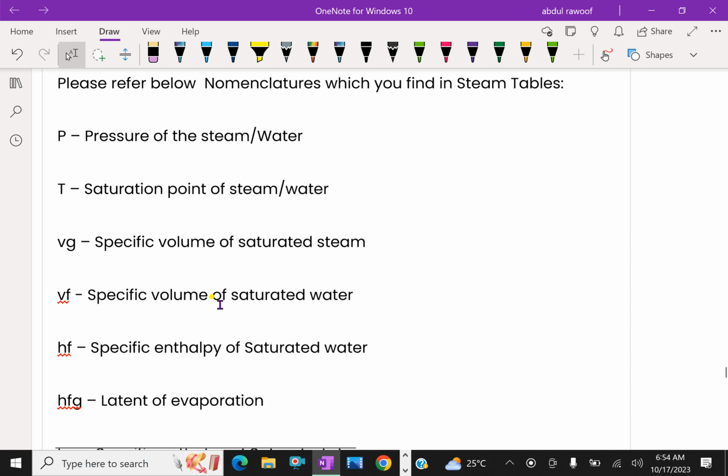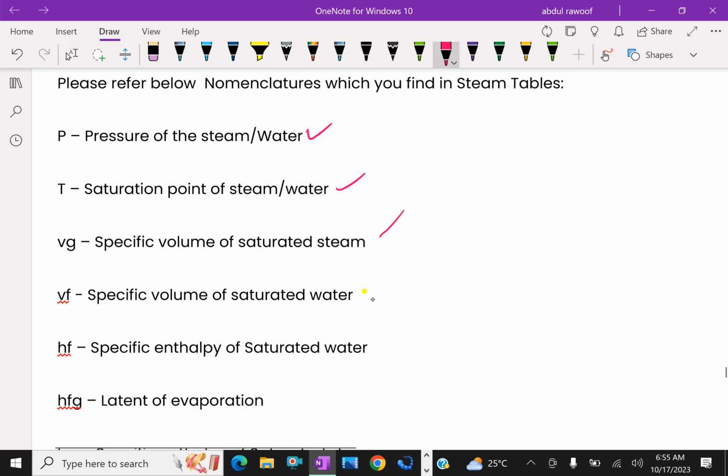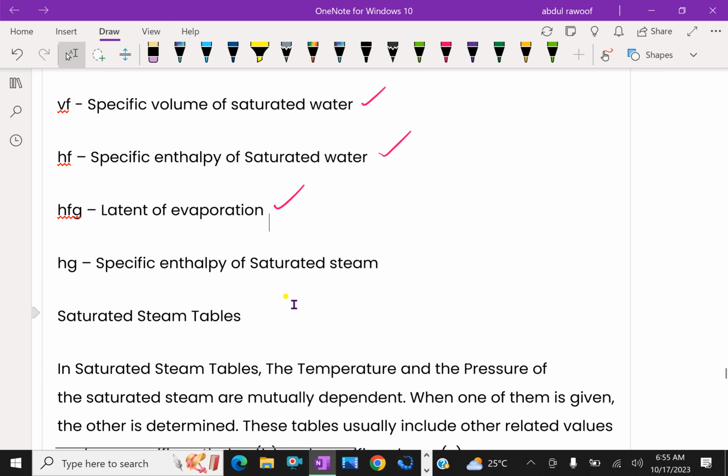How to read a steam table? Please refer to the below nomenclature which you find in steam tables. P is the pressure of the steam or water. T is the saturation point of steam and water, that is the temperature at the saturation point. vg is the specific volume of saturated steam. vf is the specific volume of saturated water. hf is the specific enthalpy of saturated water. hfg is the latent heat of evaporation. hg is the specific enthalpy of saturated steam.